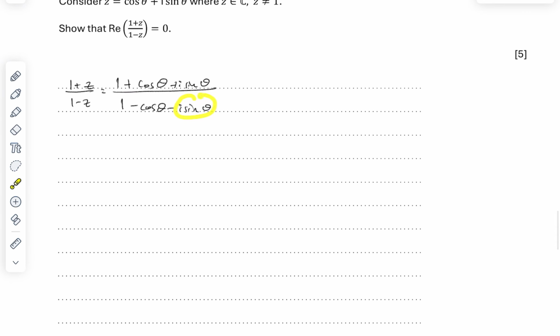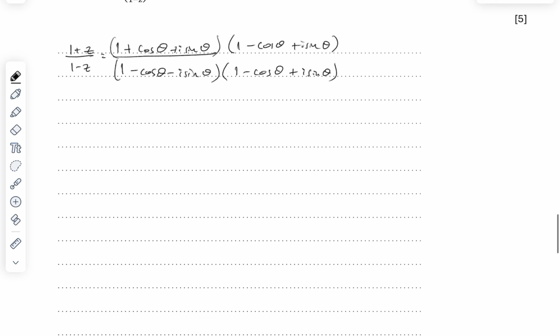So to get rid of the imaginary bit on the denominator, we need to multiply numerator and denominator by the complex conjugate. So 1 subtract cosine theta, change the sign of the imaginary part, and the same on the numerator. And multiplying those out is going to be horrible, so let's do a nice little grid. 1, cosine theta, i sine theta, and 1, negative cosine theta, and i sine theta.